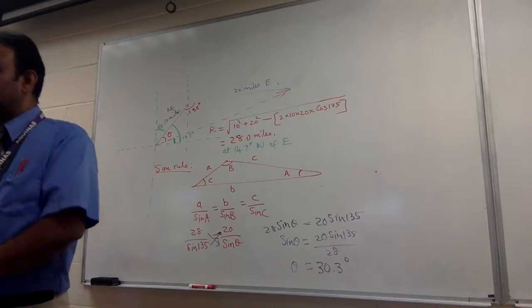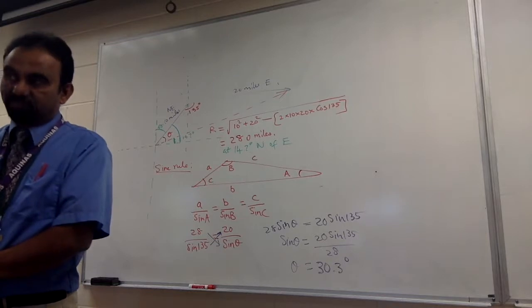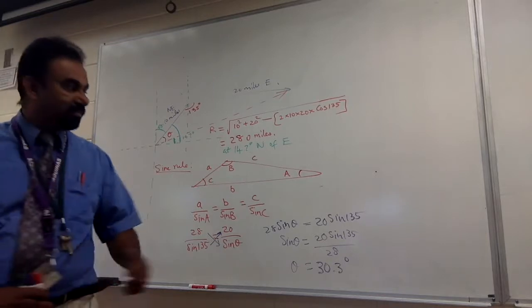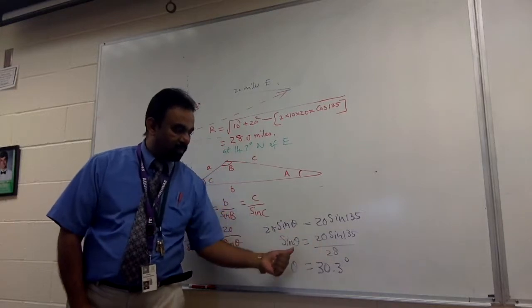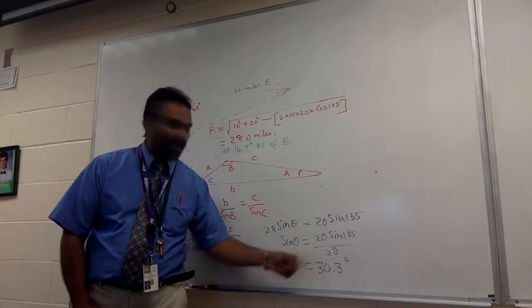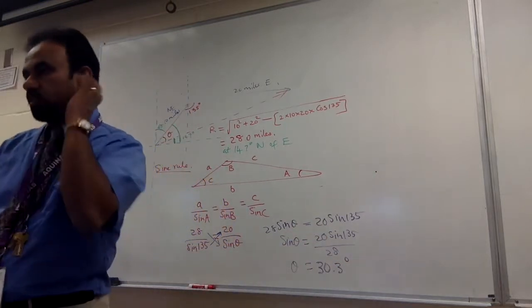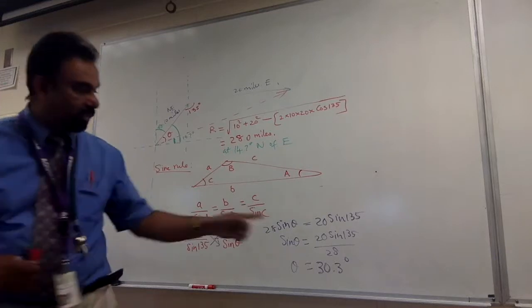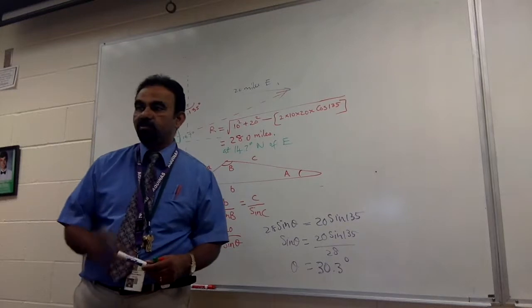No one? Good. I just have a question about when we go from sine theta equals 20 sine 135, what do you do to get the angle? You press second function, then sine, and then the answer, whatever you got here. That will get you the 30.3. Plug it in, see.